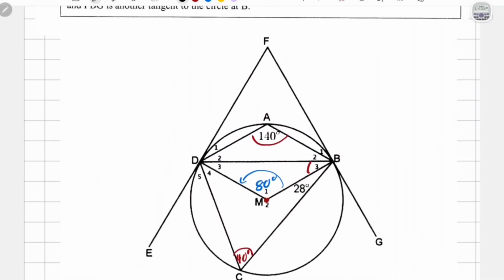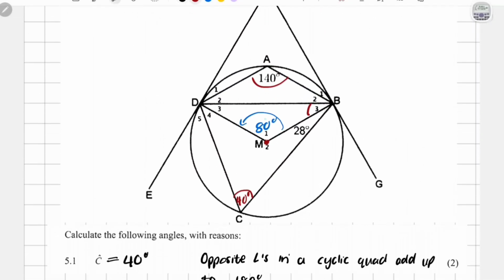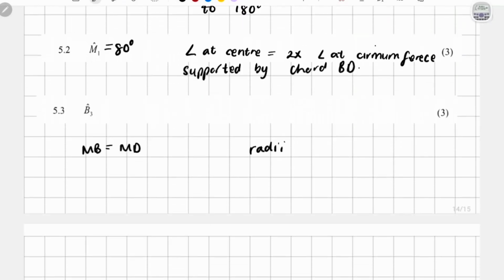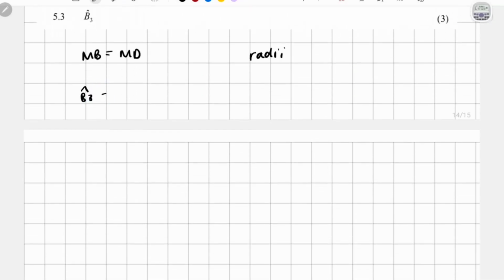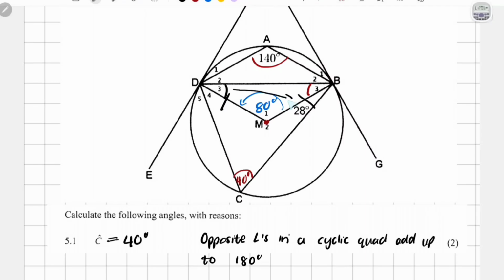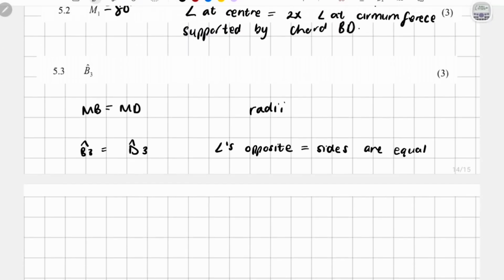Now that we know that they're exactly equal, what type of triangle would this make? It will make it an isosceles triangle. If two sides are equal, then two angles are also equal. So this and that are exactly the same. I'm going to state that angle B3 is equal to angle D3. The reason is that the angles opposite equal sides are always equal in a triangle.